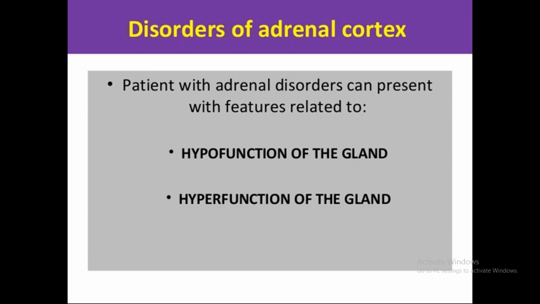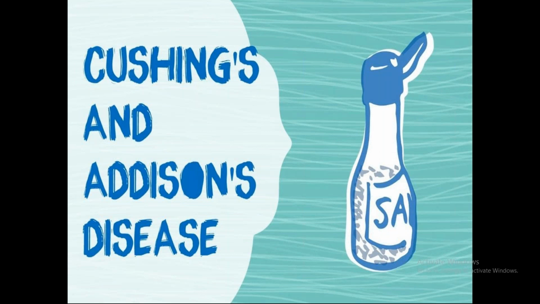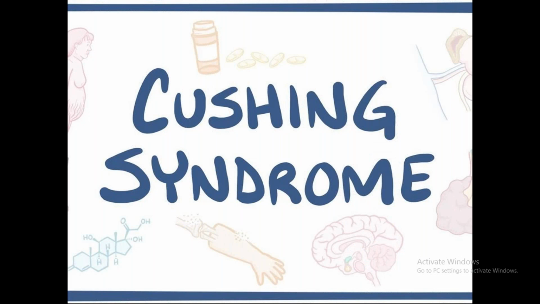And let's see the disorders of the adrenal cortex. As all of you are aware, there are two kinds of disorders: hypofunctioning and hyperfunctioning. Patients with adrenal disorders can present with features related to hypofunctioning or hyperfunctioning of the gland. Hyperfunctioning causes Cushing's syndrome, and hypofunctioning causes Addison's disease.